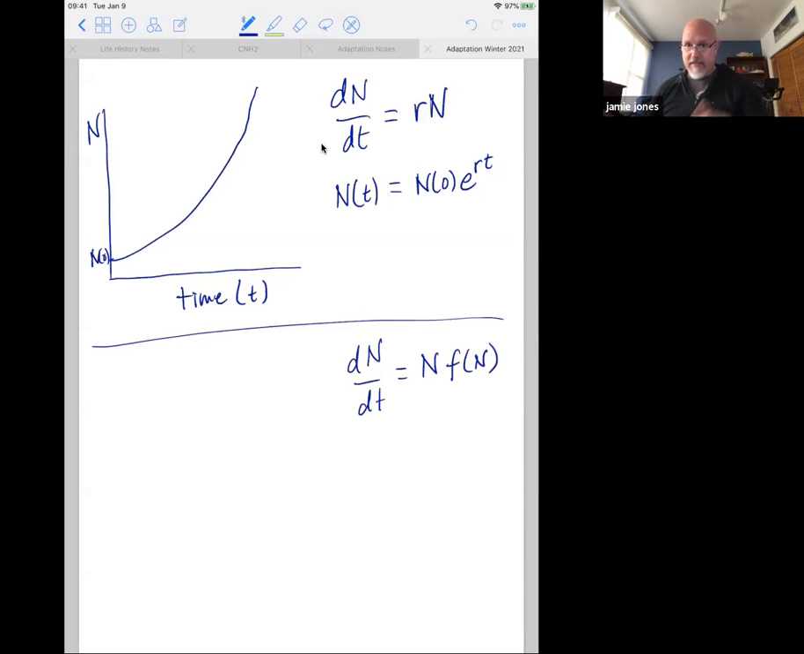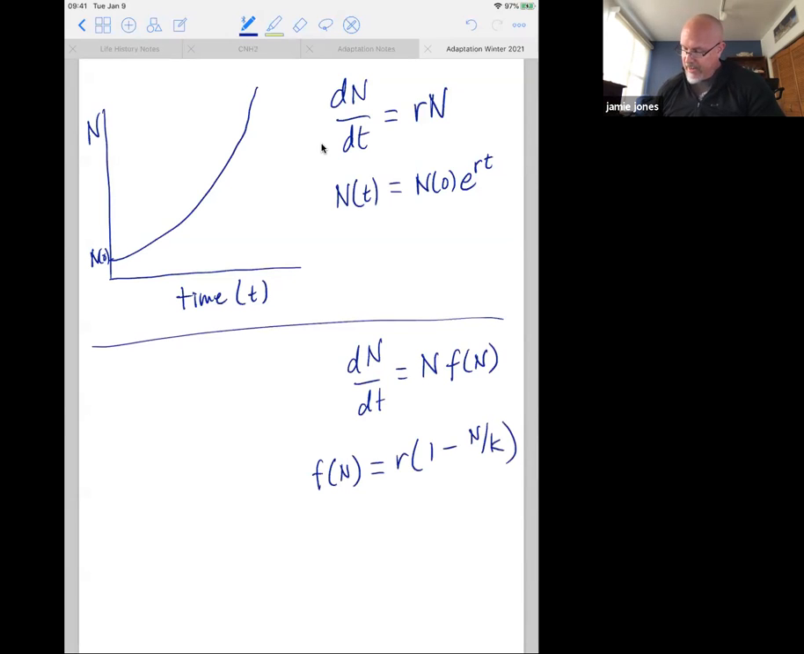I mentioned that we're going to use a linear model for f of N, and that model will simply be r times (1 minus N over K). We call K the carrying capacity. And let's just think about a couple of limiting cases to fix our ideas.